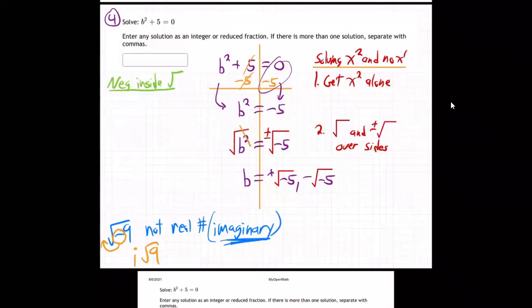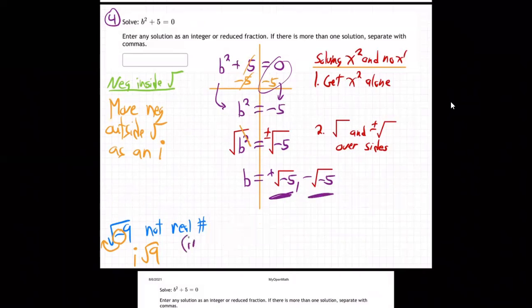Well, it already says negative inside root. Let's say this way, move the negative outside of the root as an I. That's what you do. So in other words, let's go back to our actual question here. We have this and this, right? It's not real, it's imaginary. That's what the I said. So you do exactly what it's saying right there.